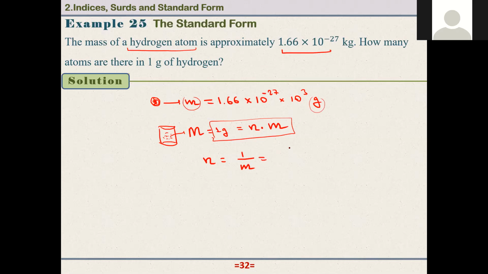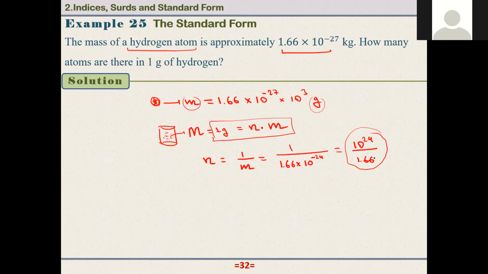So what do we have here then? Here we have 1 over M, and we know what M is, that's equal to 1.66 times 10 to the power negative 27 plus 3, negative 24 here, which is equal to 10 to the power negative 4 over 1.66. Right? So how many atoms? We have this many atoms.